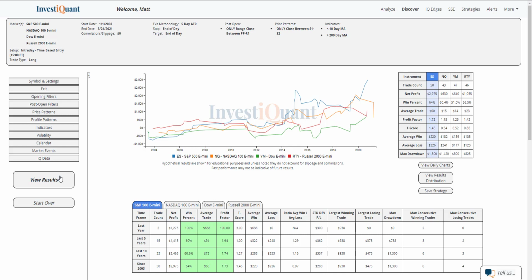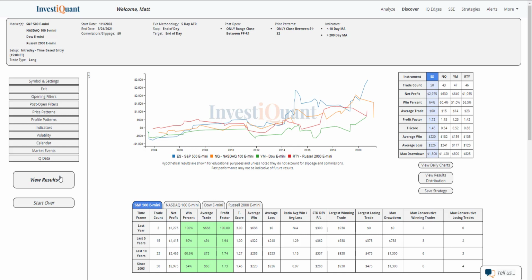If we look at the win rates on these, the win rates are telling us what percentage of them have closed above the entry, which is that 3 p.m. price. And for the S&P, that is 64%. For the Nasdaq, it is 60%. The Dow, 51%, and the Russell, 57%. So 3 of the 4 have been at least slightly favored to the long side in that scenario.